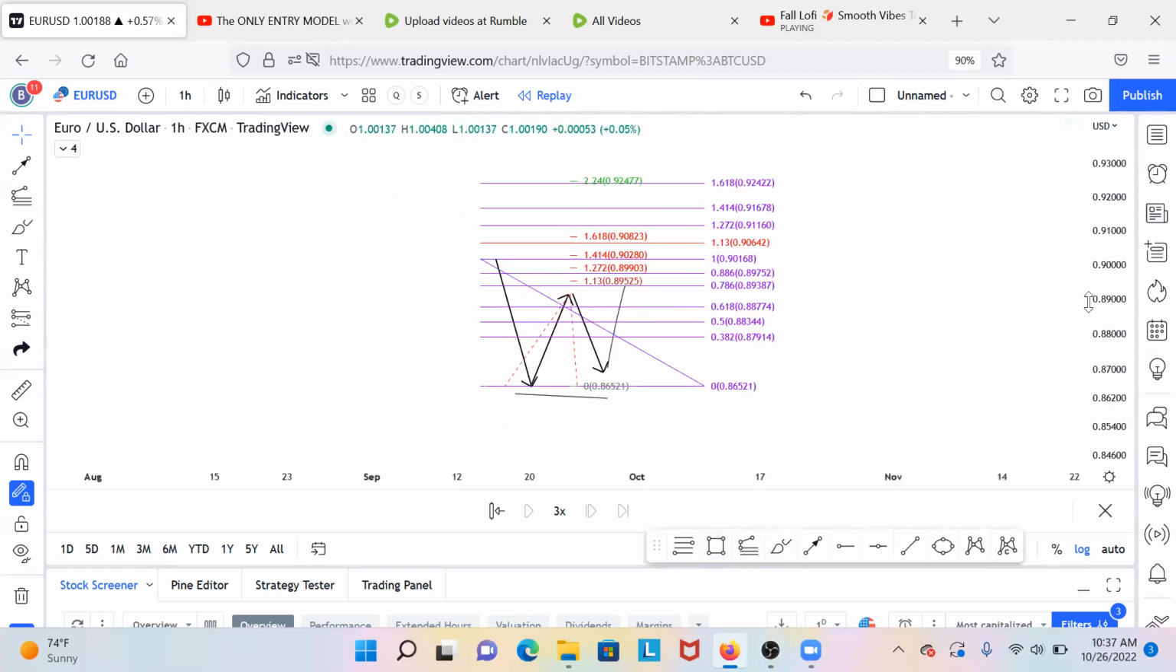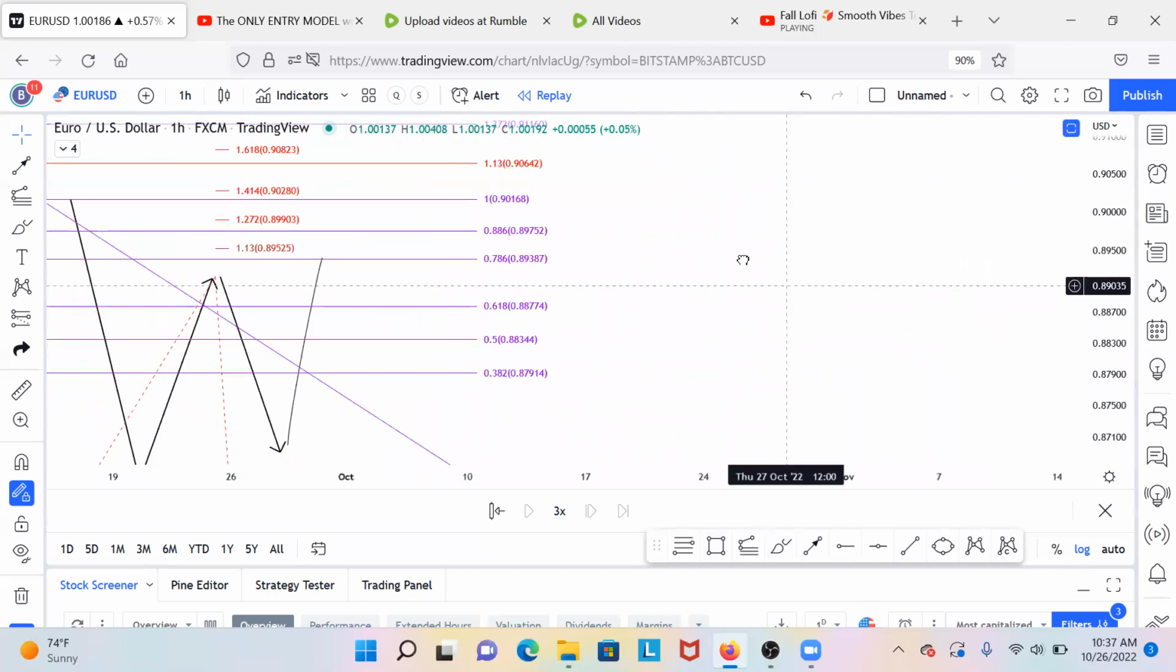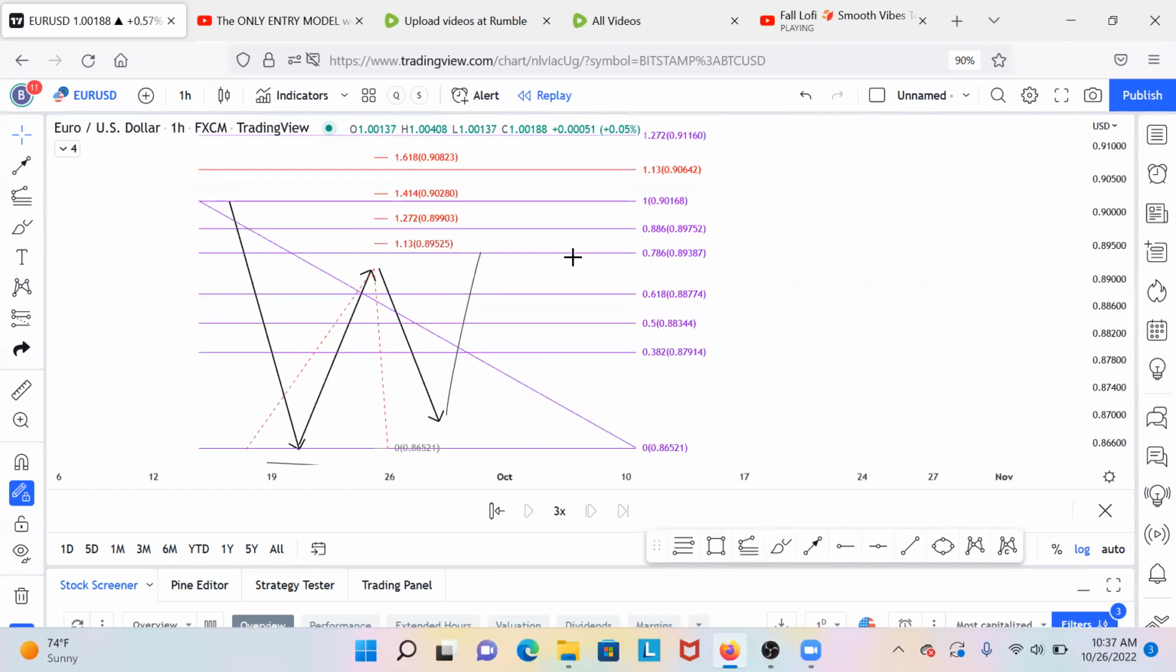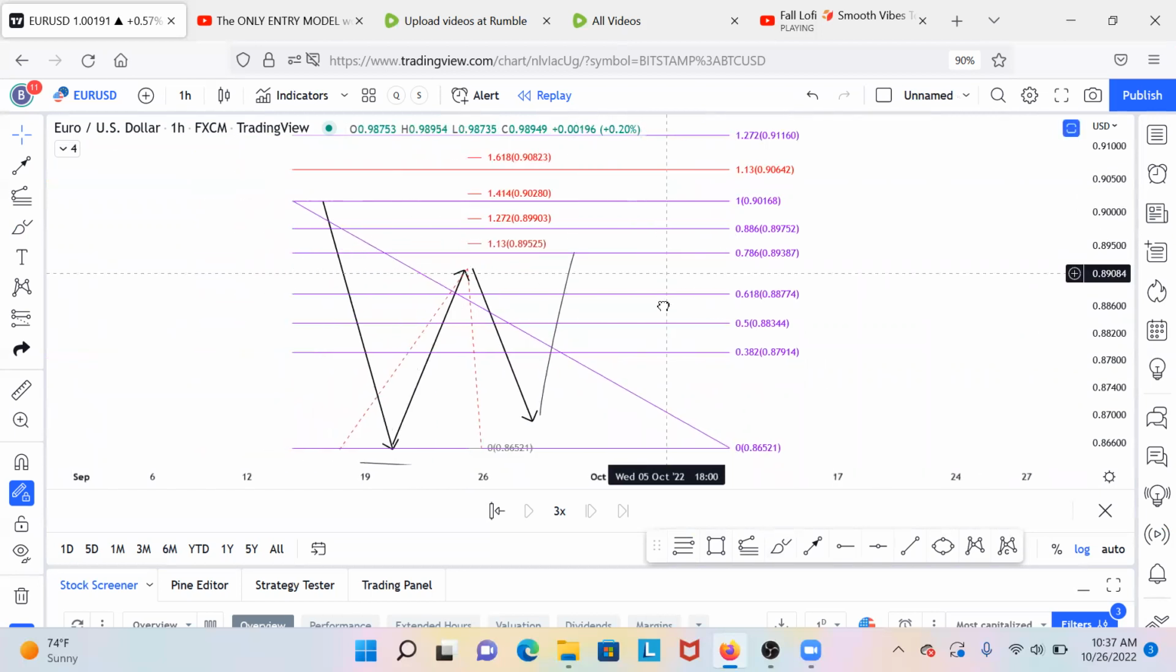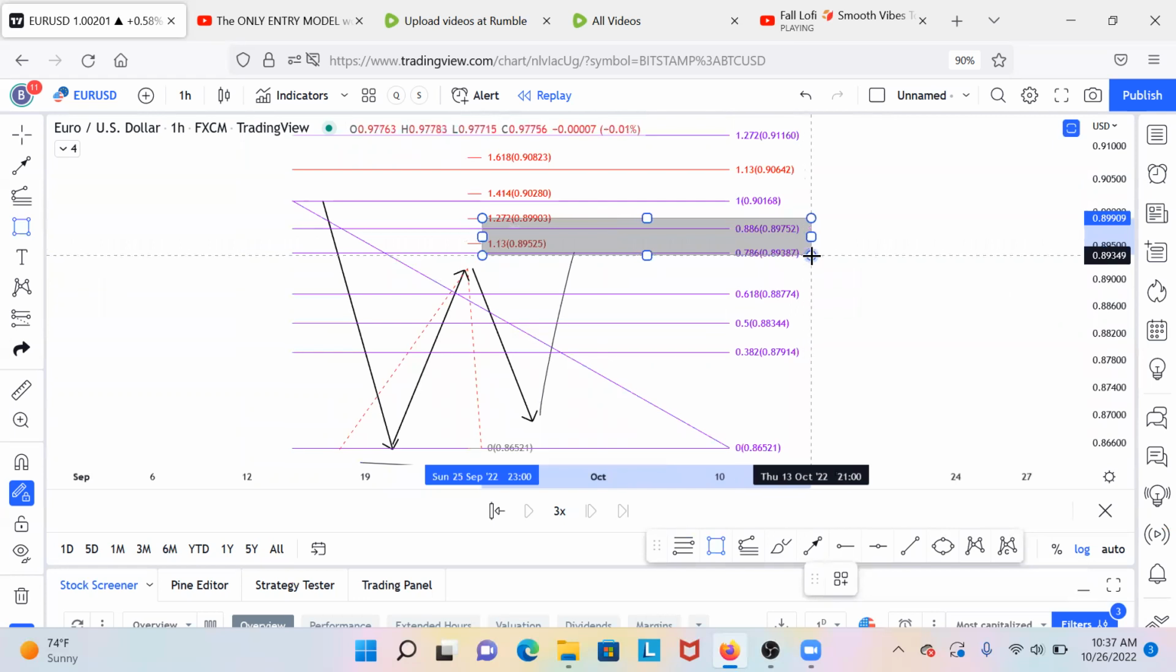So in that case, if that were to ever happen, I'll be looking for a potential zone to trade out of, and that zone will fall in between this 1.272 area right here and that 78.6 area right there.